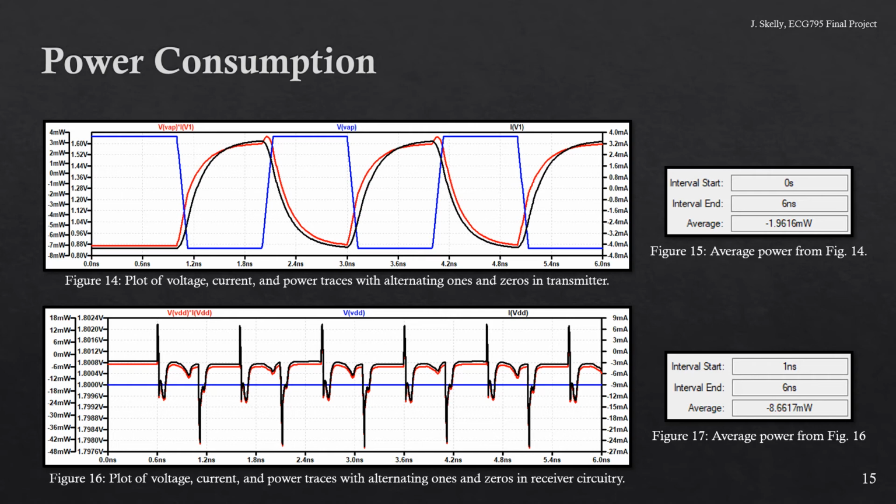The magnitude of average power dissipated in one link's receiver circuitry is obtained in figure 17 as 8.66 milliwatts. The total power consumed by one link is the sum of these two values, or 12.58 milliwatts per link on average.